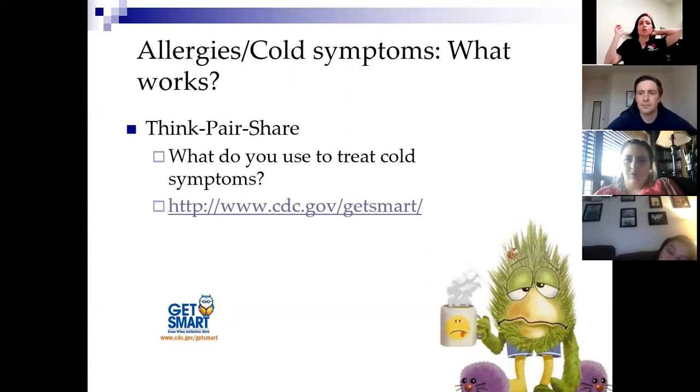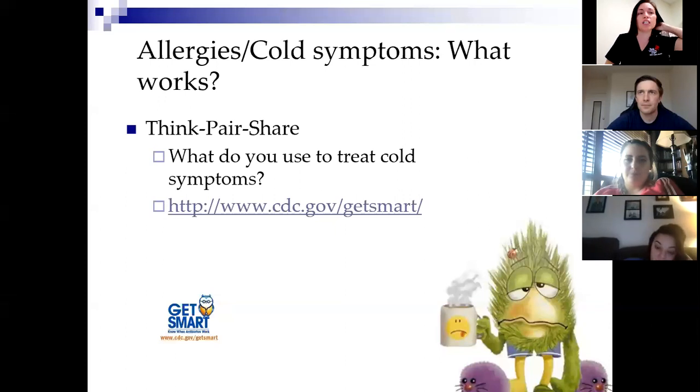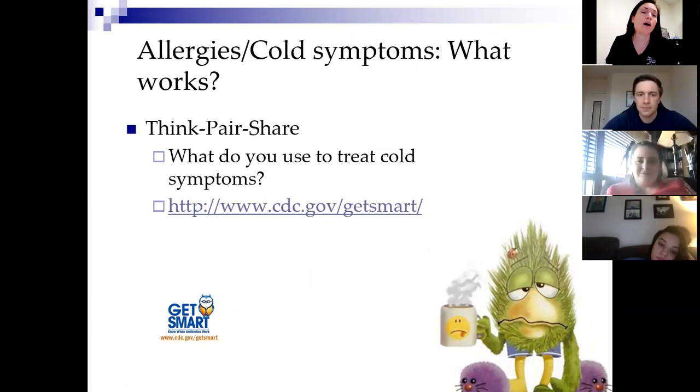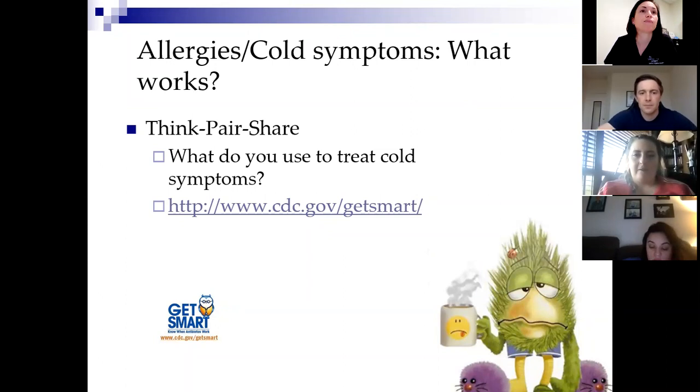What do you guys use to treat a cold or allergies? But what more specifically do you not use? So what would not work at all prescription wise? I'm not thinking over the counter, I'm thinking prescription wise. What would not work at all on allergic rhinitis or viral rhinitis? And this little link goes to more about what I'm referring to, so we won't click on this now. This is something you guys can look at.